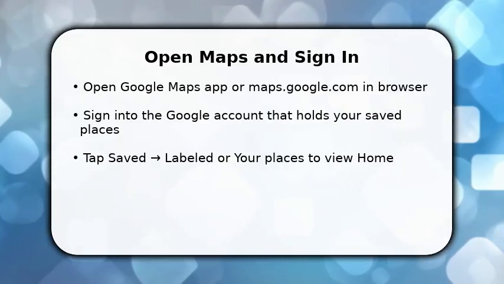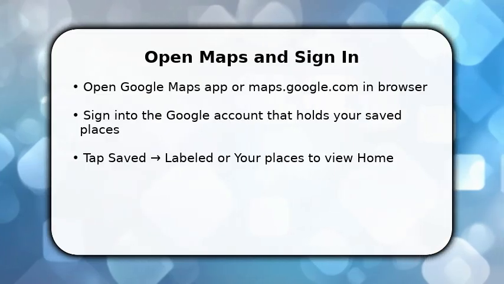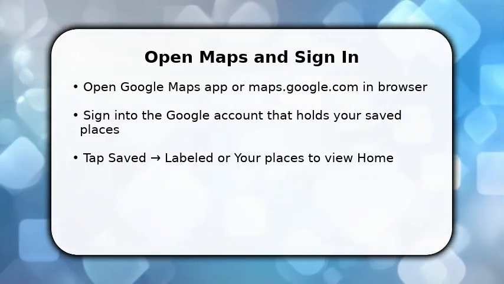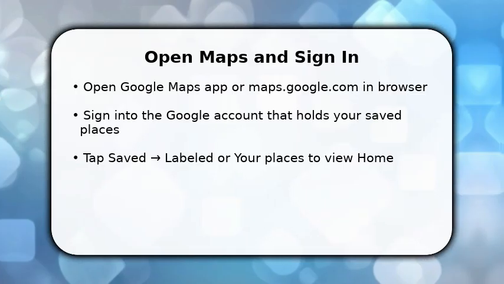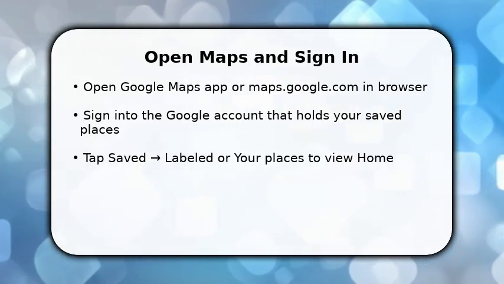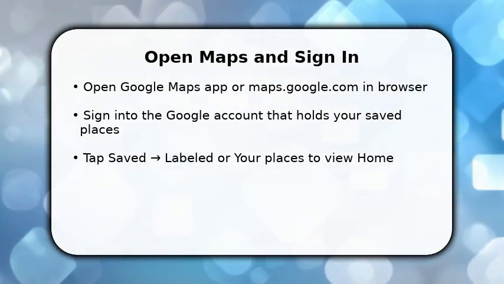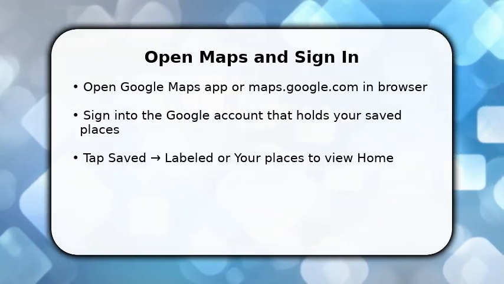You're starting in Google Maps. Open the app or visit Maps.Google.com and sign into the Google account that contains your saved places. Once done, tap Saved, then Labeled or Your Places to surface existing home and work entries.